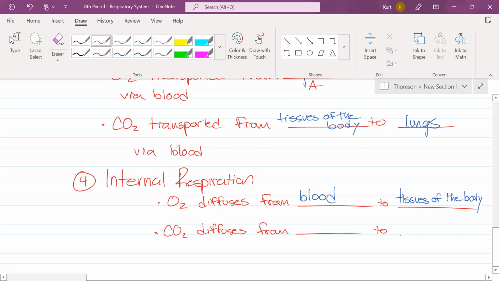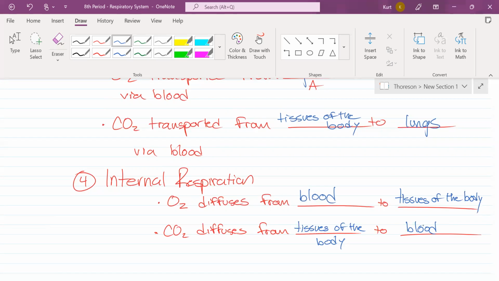Last part, CO2 diffuses from blank to blank. Remember, you don't want CO2. Get rid of it. Where is the CO2 coming from? Tissues of the body. Where is the CO2 going? The blood. It's kind of like a prisoner exchange. You say, you give me the oxygen, I'll give you the CO2. Deal? And that's the exchange that happens between your tissues and your blood and your lungs.